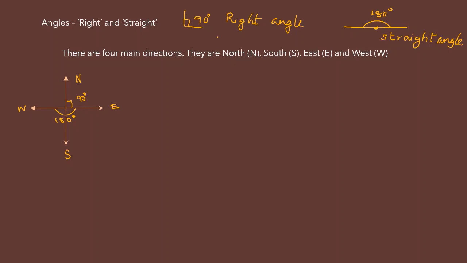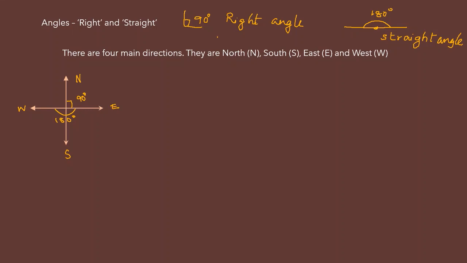Similarly, if you take east and south, only this small portion of the angle, this is again 90 degrees. So there are four 90 degrees here. One 90 degree between north and east, one between east and south, then one between west and south, and between west and north, this is also 90 degrees. Then straight angles, where straight lines are coming: north and south, you can see this is a straight angle, so this is 180 degrees. West and east, that is 180 degrees. And west and east on this side also, it is 180 degrees.